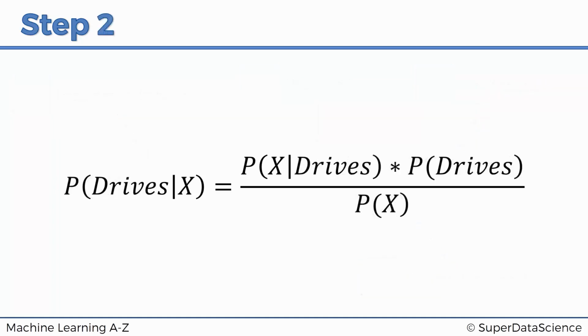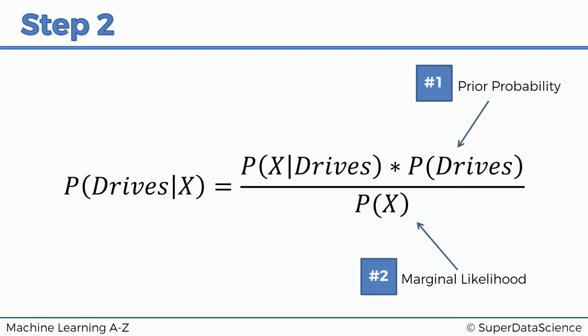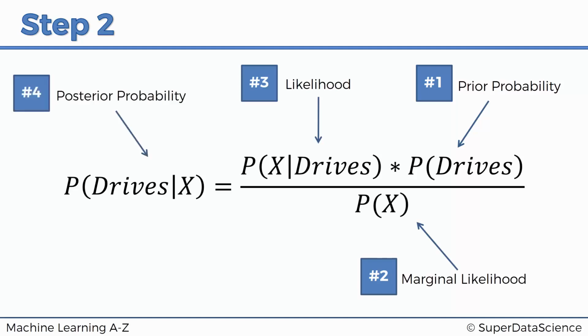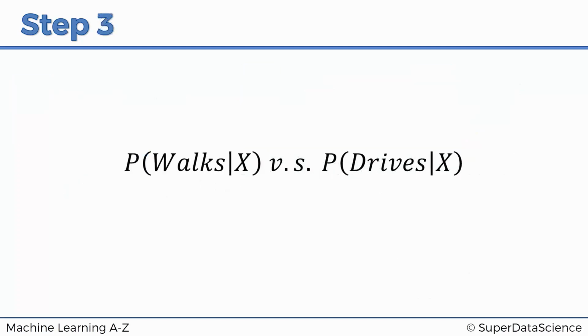Next, we're going to have step two, where we're going to calculate the probability that somebody drives given those features X that we see in our new data point. And again, here we'll have the prior probability, which we'll calculate first, then the marginal likelihood, then the likelihood, and then we'll get to posterior probability. And finally, we're going to compare the probability that somebody walks given features X versus the probability that somebody drives given features X. And then from there, we'll decide which class to put that new data point in.